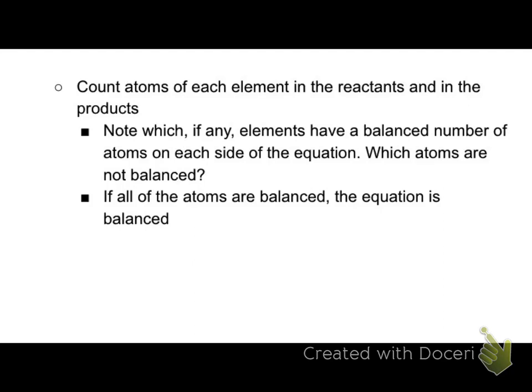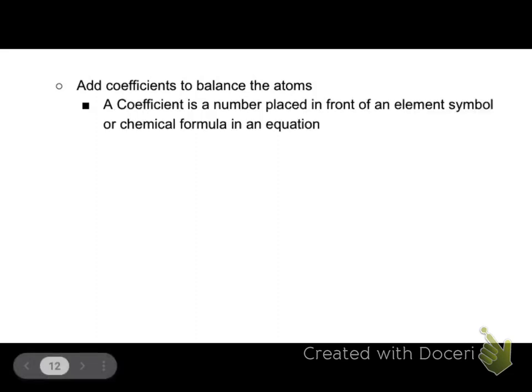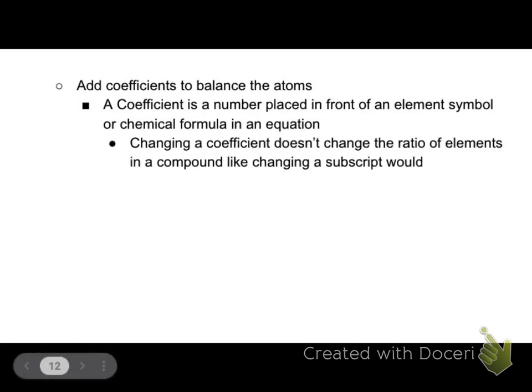What that looks like is the next step, which is to add coefficients in order to balance the atoms. A coefficient is a number you put in front of the element symbol or the chemical formula in the equation. What it does is change the number of molecules you have instead of changing the ratio of elements in the compound. So instead of saying we just need to add another oxygen to this compound, which we can't do, we're saying we need to add another molecule of water to make there be enough oxygen atoms.